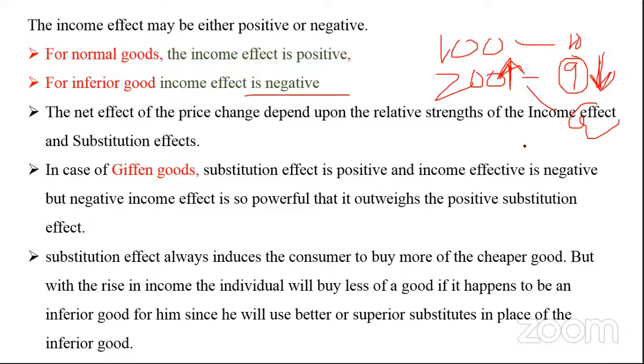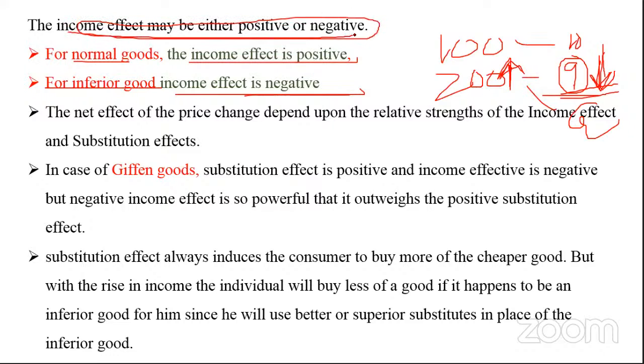They are preferring consumption of basmati rice, like that, irrespective of the income increase. There is no need to consume ragi; it is better to go for basmati rice or high quality rice. So as income increases, they prefer high quality food items. So for an inferior good, the income effect is negative. For normal goods, the income effect is positive. The income effect may be either positive or negative: positive for normal goods, negative for inferior goods.